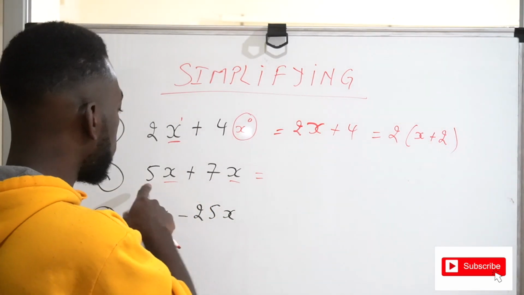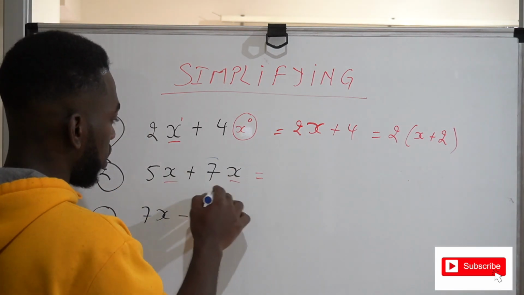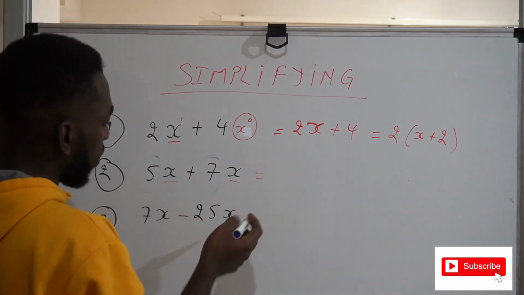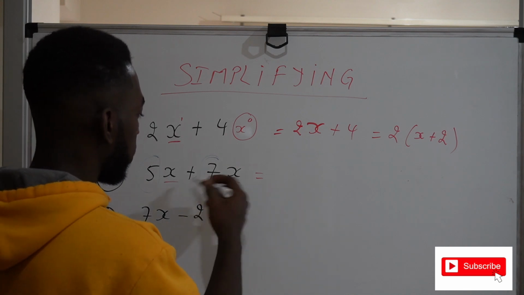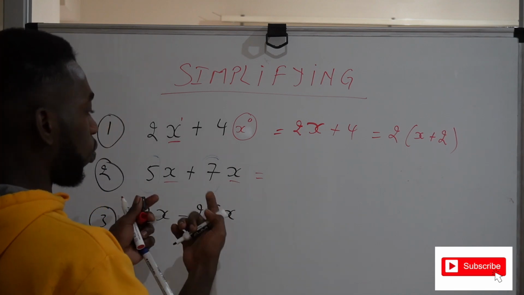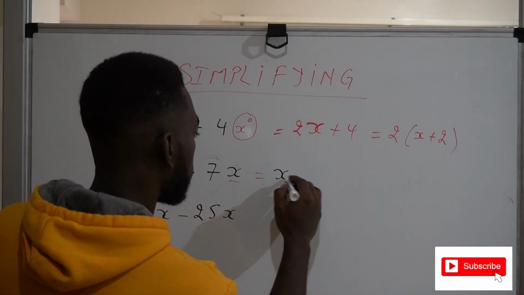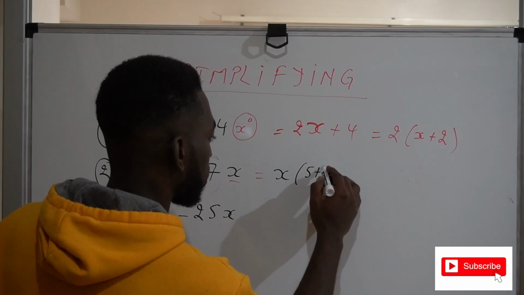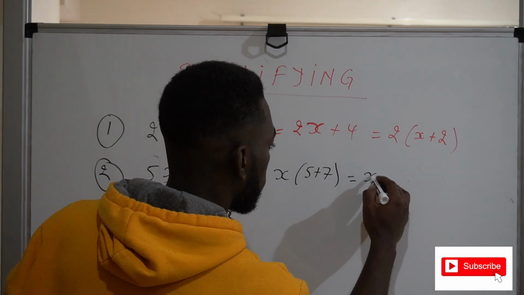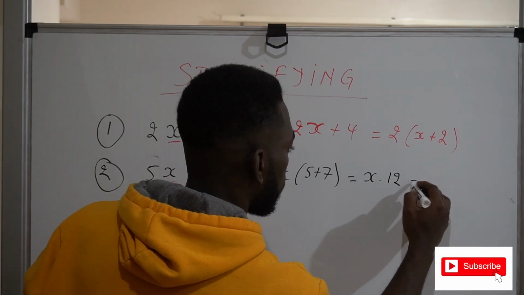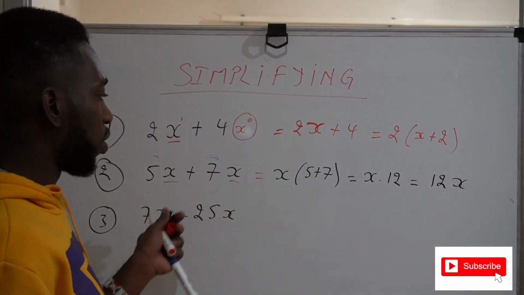And the way we simplify this, we just add the factors that they have in front. So we just add these 5 and 7. So here will be 5 plus 7. 5 plus 7 is 12. So one way of doing this will be taking x as a common factor, so x outside, and then have 5 plus 7, which is the same as x times 12, which is the same as 12x. All these expressions are the same.